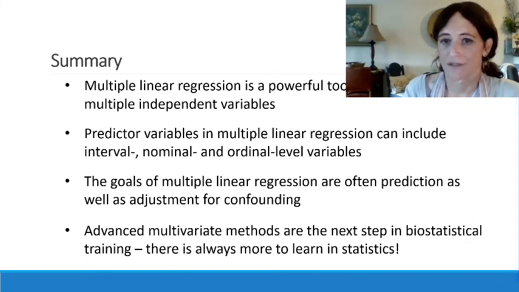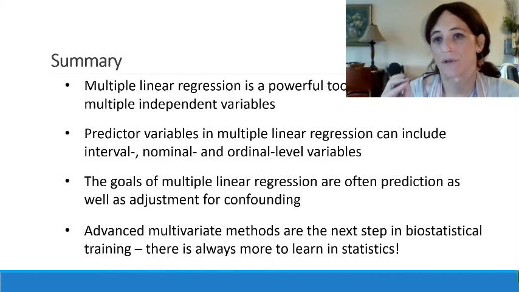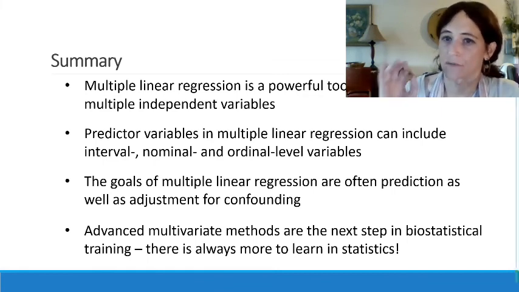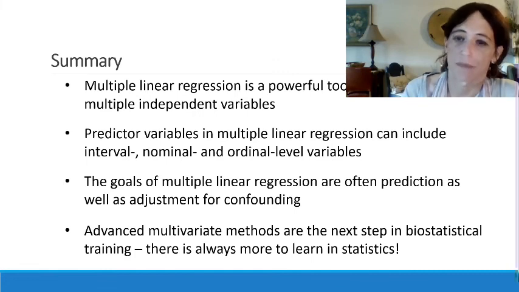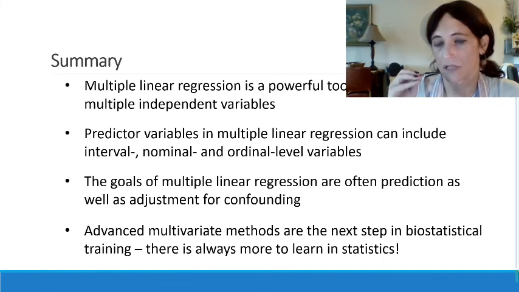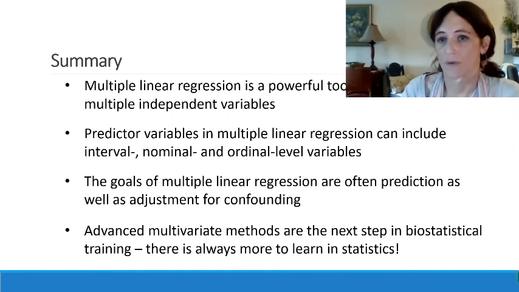The goals of multiple linear regression are often prediction as well as adjusting for confounding. Usually there's one variable that we're primarily interested in as an exposure. We have some sort of hypothesis about an association. And the other variables that we're including are included because we think they might be confounders. That is, they're associated with both the outcome and the thing we're interested in. And we want to thoroughly investigate whether including those variables alters that association and can explain away what we saw with the variable that we're interested in.